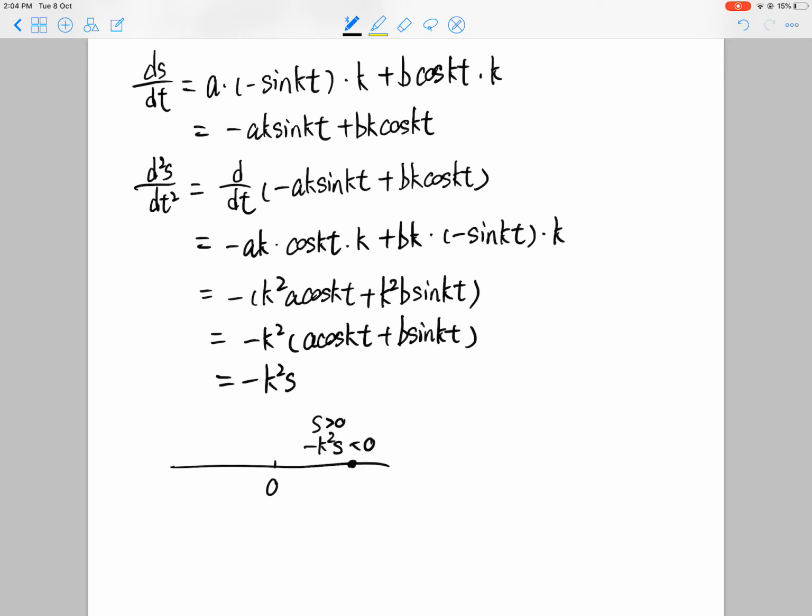So as long as the object is here, right, the acceleration points towards the origin. For example, if the object is here, then s is negative. S is smaller than 0, then negative k square s is greater than 0, right? So the acceleration is pointing towards the origin. So the acceleration is always pointing towards the origin.